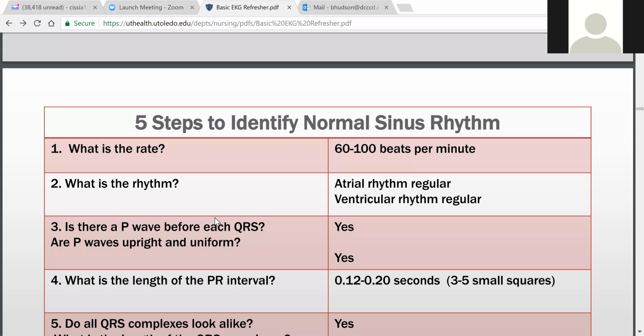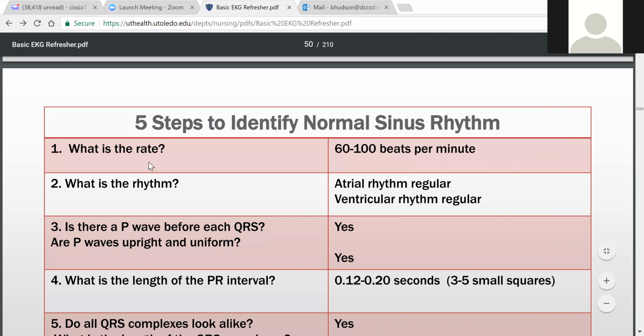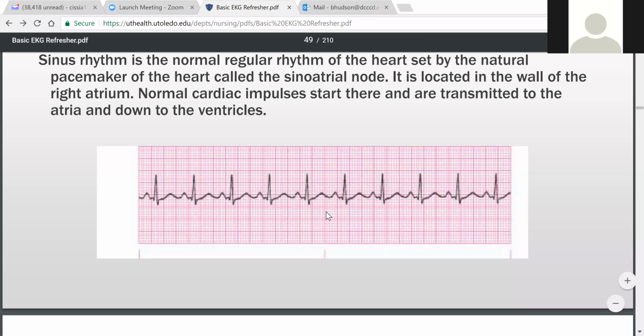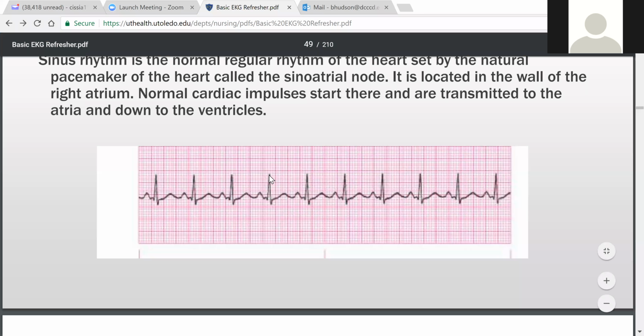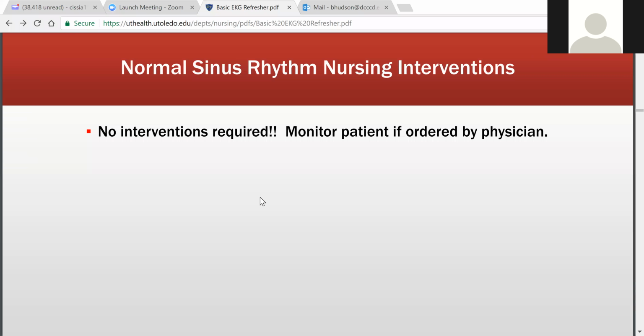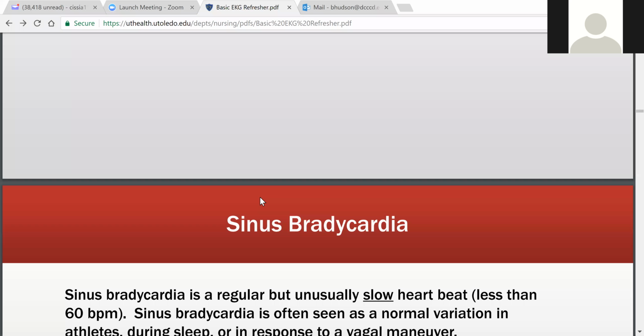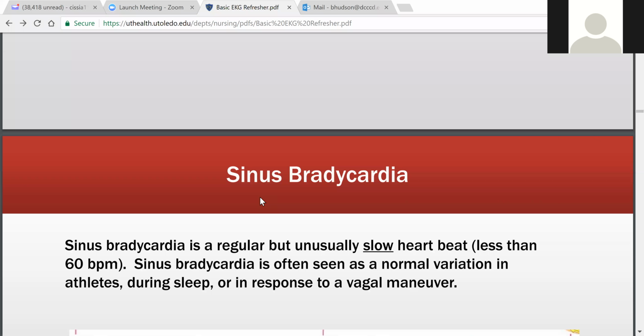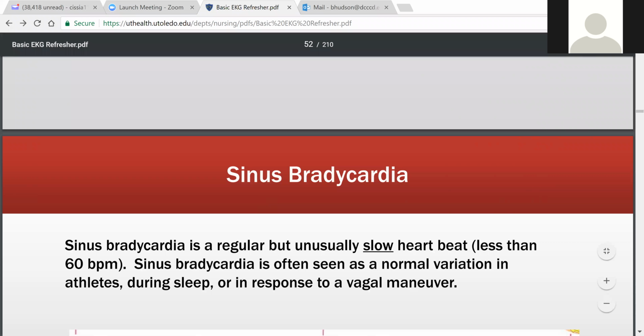Steps. Skip this one. We just want to know, is it regular? That's what we're really asking. If you go back up, it's regular from here to here to here, all the way through the strip. We have no early or late beats. Okay? So we don't need to do anything. Someone asked, do you need to know medications? No, you don't need to know medications. That's for fourth semester.